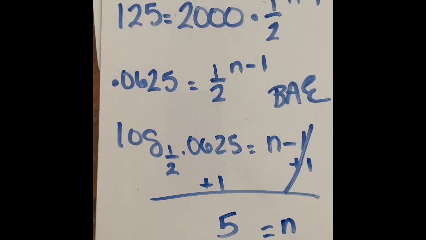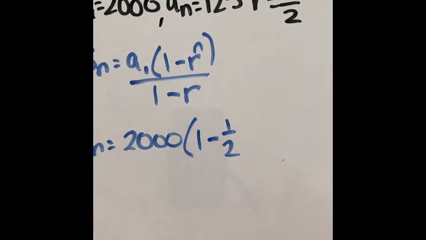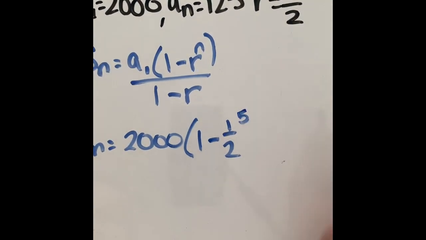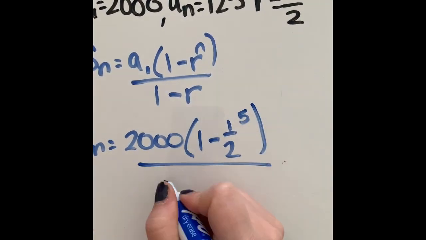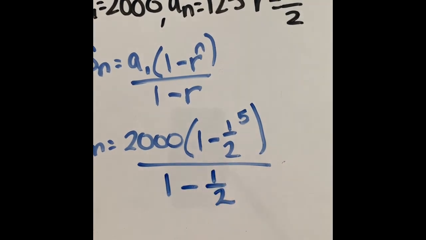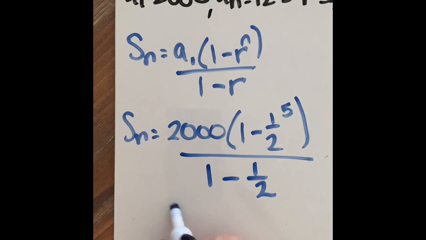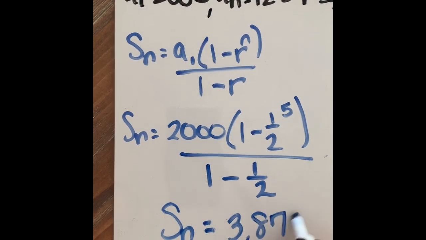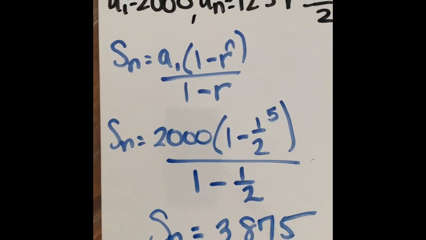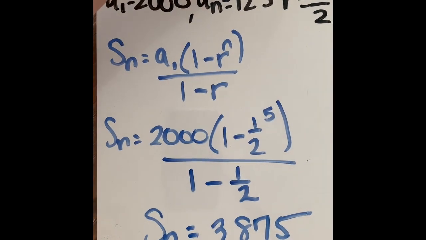Since n is equal to 5, we're going to plug that into the sum equation that we were doing before, to the 5th, and then that's all over 1 minus 1/2. All you do is plug that into your calculator and you would get your sum. The sum of the numbers in this sequence is 3,875.